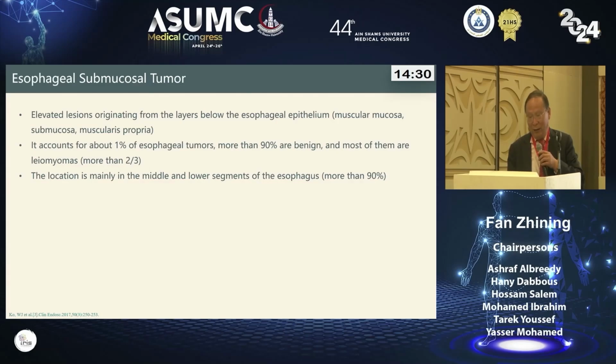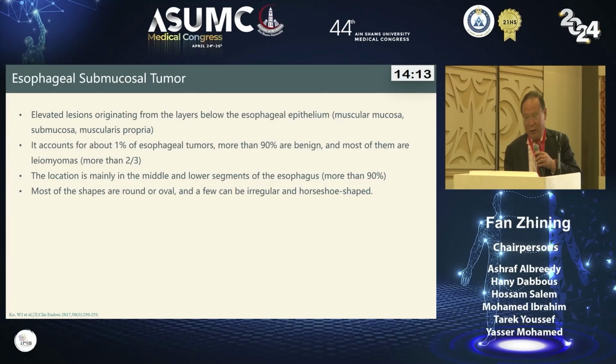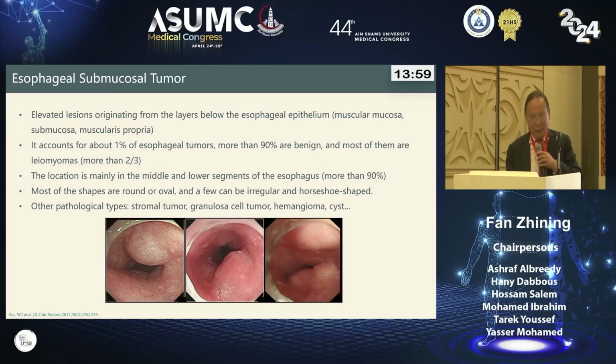They account for about 1% of esophageal tumors. More than 90% are benign, most of them leiomyomas, more than two in three. The location is mainly the middle and lower segments of the esophagus. Other types include germ cell tumor, granular cell tumor, and hemangioma.